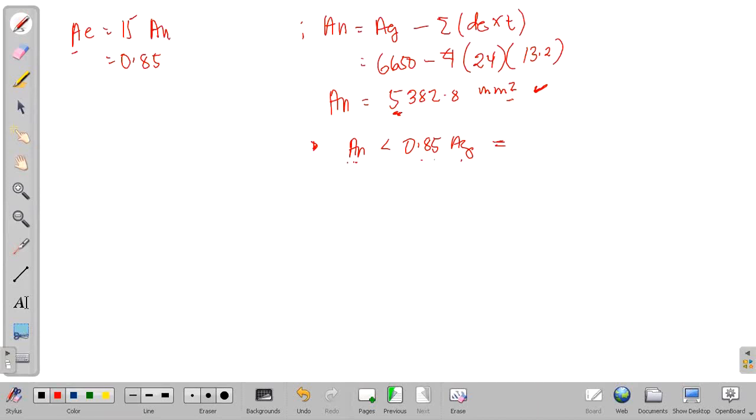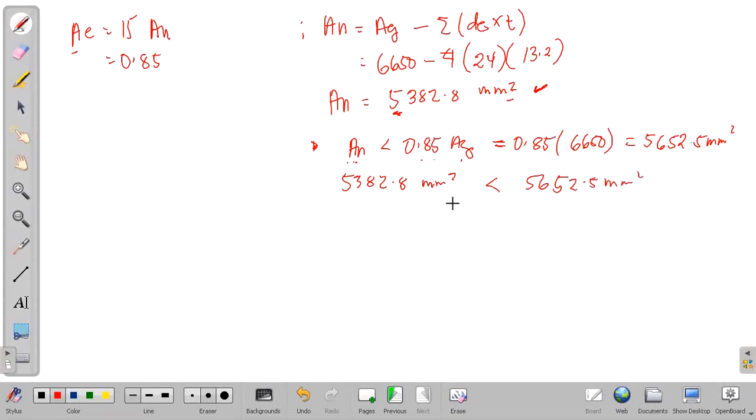So, kindly compute for the 0.85 of area gross. Ang area gross natin is 6650. Ilan yung 0.85 of area gross natin? 5652.5 mm square, ma'am. Okay? So, pagka tinitignan natin, AN natin is 5382.8 mm square. This is less than or greater than? Less than. Okay? So, yung computed AN natin is, ito na yung magiging AN natin. Okay? So, pasok pa naman yung computed AN natin.